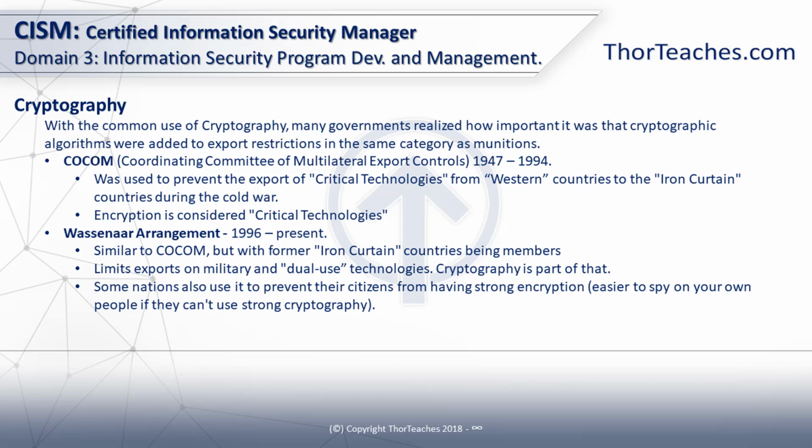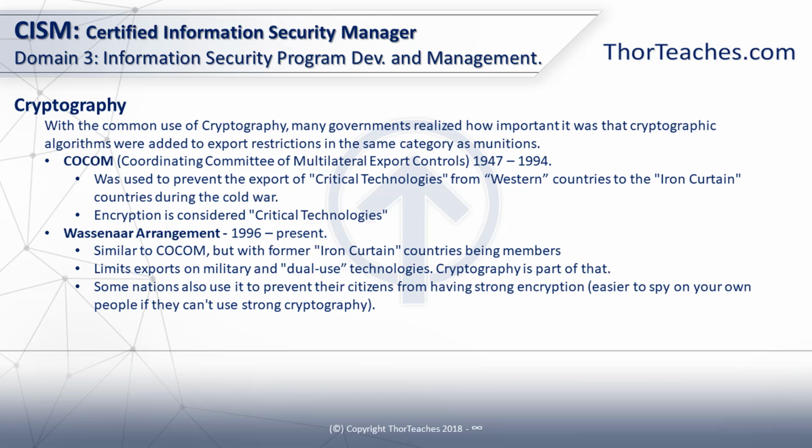In 1996, and still in fact today, the Wassenaar Agreement was made. The members are similar to the COCOM committee, but many of the former Iron Curtain countries are members of the Wassenaar Agreement. It limits the export of military goods and dual-use technologies, and cryptography is considered dual-use. Some of what the agreement does is limit the export from member countries to countries that are considered dangerous or countries who could use the technology against us.